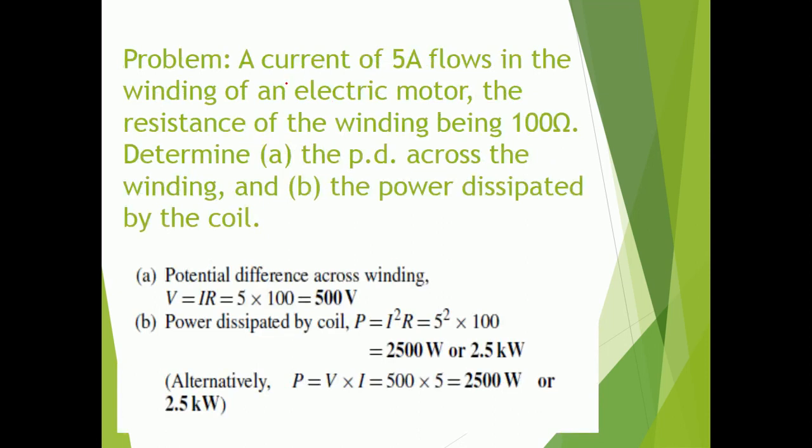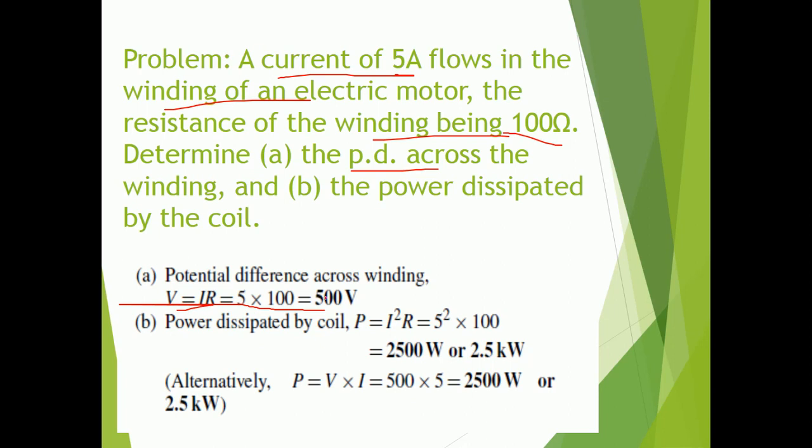The next example, a current of 5 ampere flows in the winding of an electric motor, the resistance of the winding being 100 ohm. So that means current is given first of all and resistance is given. First case, we need to calculate potential difference. With the help of Ohm's law, we can calculate it. V is equal to IR.